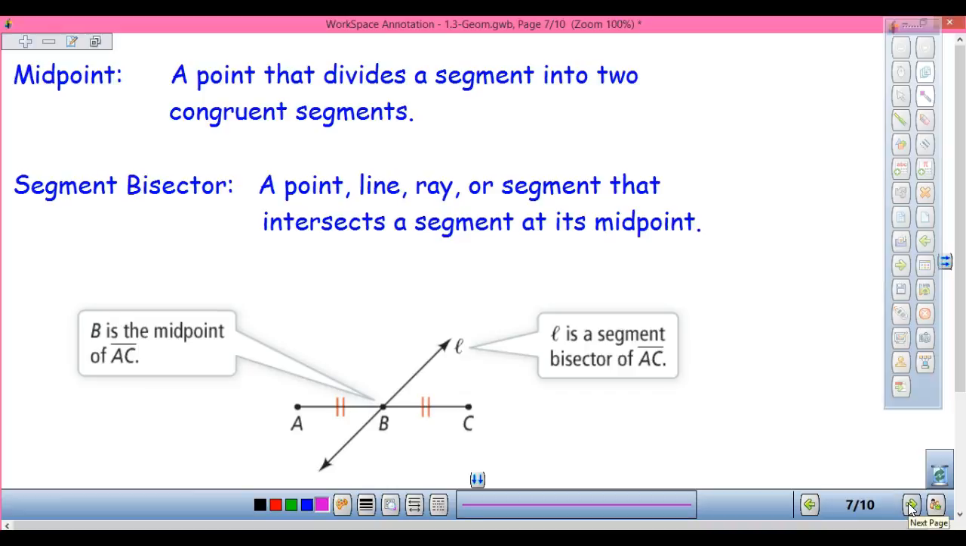Alright, now we gotta talk about 2 more little vocab items. I think some of us are starting to get done with our vocab, so we've seen this already. A midpoint, okay, is the point that divides my segment into 2 congruent segments. Okay, so it divides it exactly in half. Okay, and a segment bisector basically is anything, I can use a line, a ray, a line segment, okay, that goes through the midpoint. So it still cuts these guys in half. Make sense?